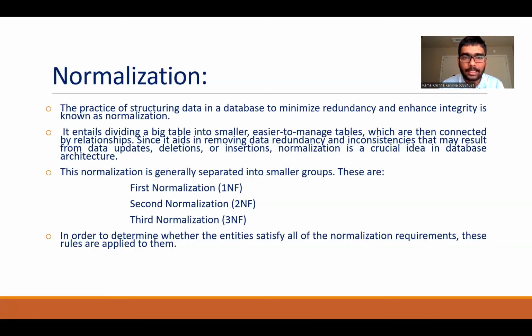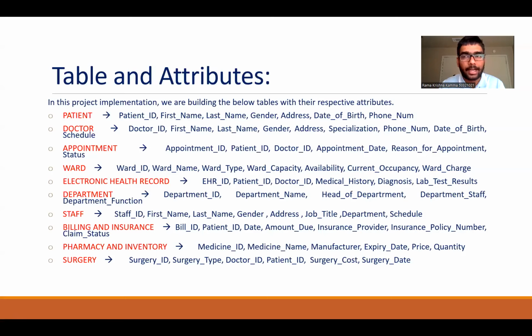So it removes data redundancy and inconsistency that may result from data updates, deletions, and insertions, and normalization is a crucial idea for database architecture. Normalization is generally separated into small groups: first normal form, second normal form, third normal form. In order to determine whether the entity satisfies all the normalization requirements, these rules are applied. So here it comes to the next part, table and attributes.